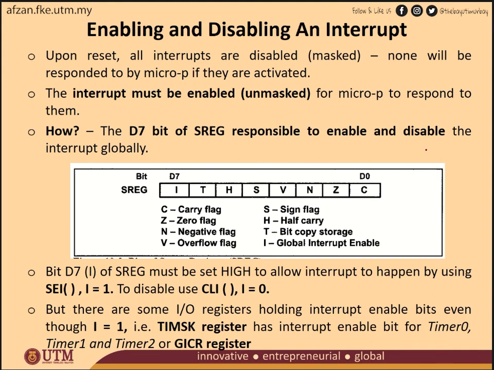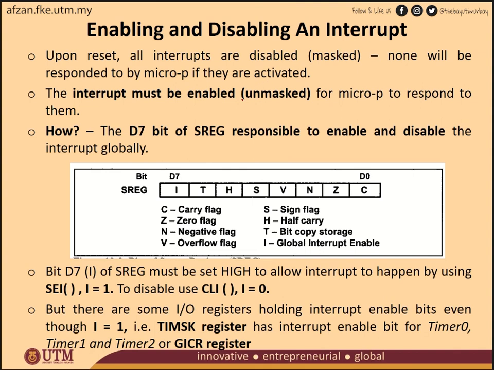So how do you enable and disable an interrupt? Upon a reset, all interrupts are disabled. None will be responded to by the microprocessor even if they are activated. So in order to do that, you need to enable your interrupt, so that your microprocessor will respond to your interrupt request.